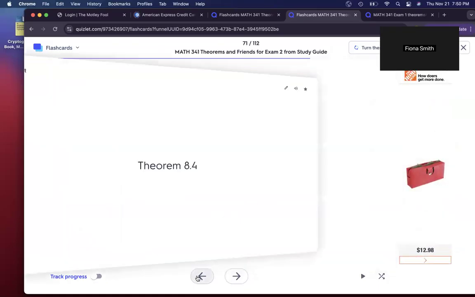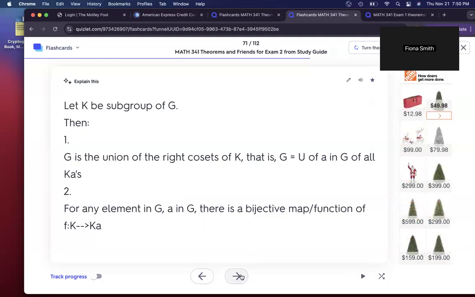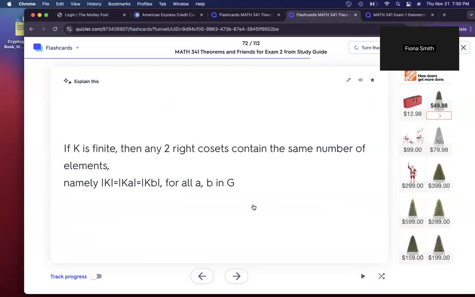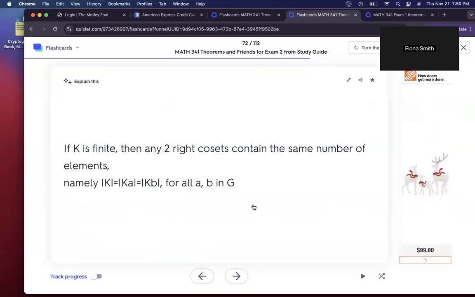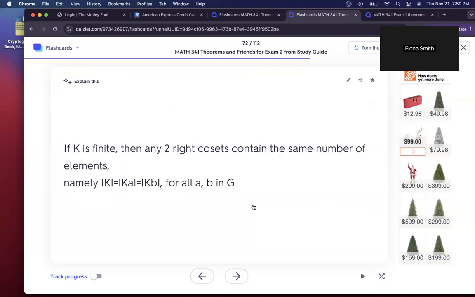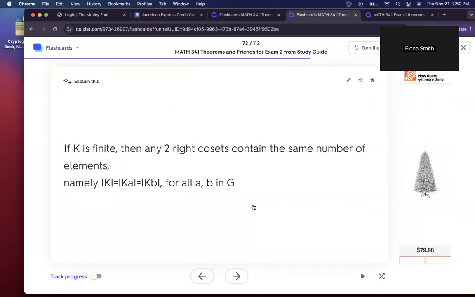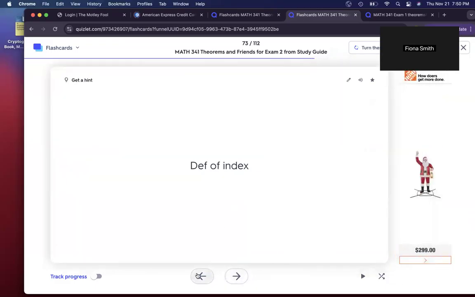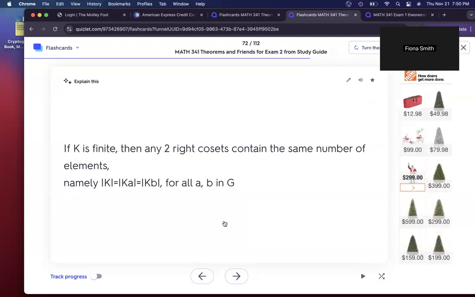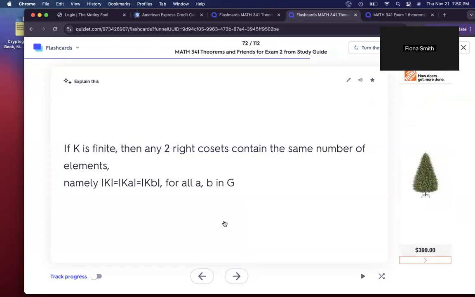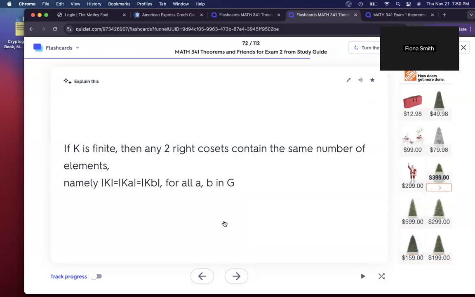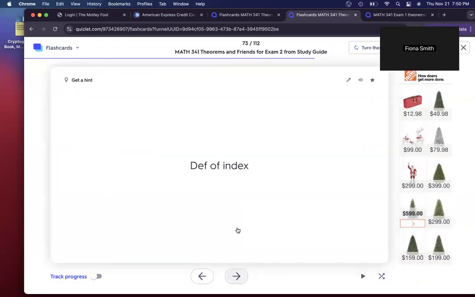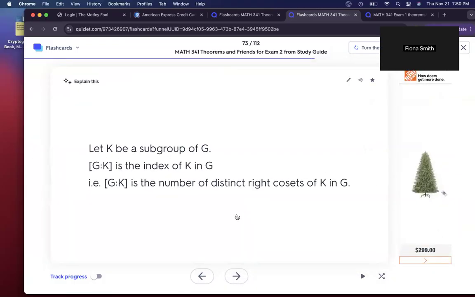Theorem 8.4, this implication of the second one, talking about the mapping, implies that if K is finite, then any two right cosets contain the same number of elements, meaning order of K equals order of Ka equals order of Kb for all a, b in G. And the additive version of this is order of K plus 0 equals order of K plus a equals order of K plus b for all a, b in G.